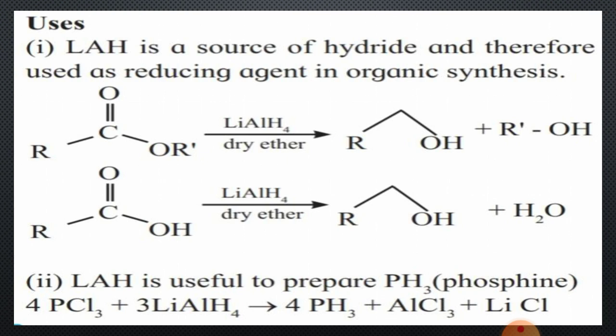You are supposed to write this reaction as well as balance the equation. How? 4 molecules of PCl3 plus 3 molecules of lithium aluminium hydride. When these reactants react, they get converted into the products: 4 molecules of phosphine, 4PH3, plus the side products aluminium trichloride, AlCl3, plus lithium chloride. So students, these are the uses of lithium aluminium hydride.